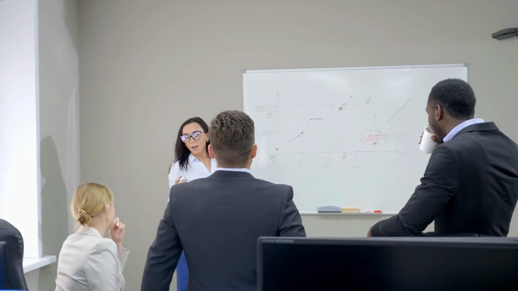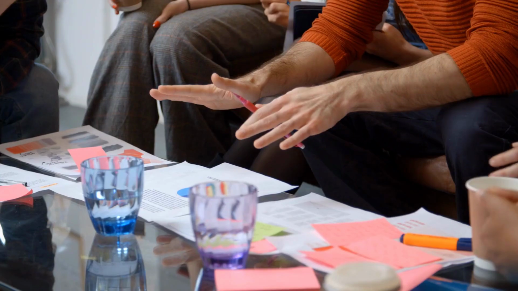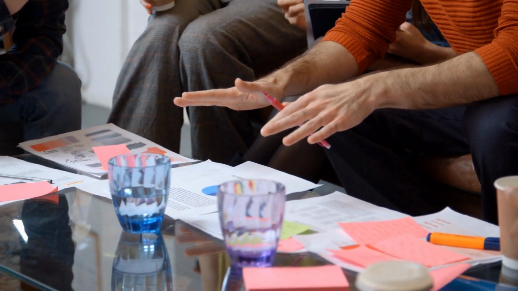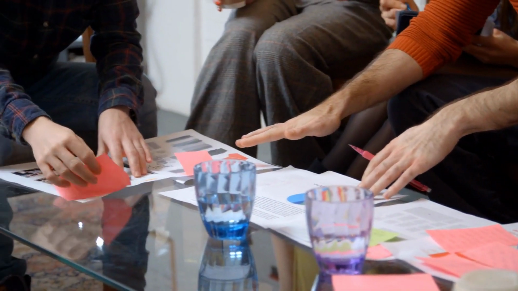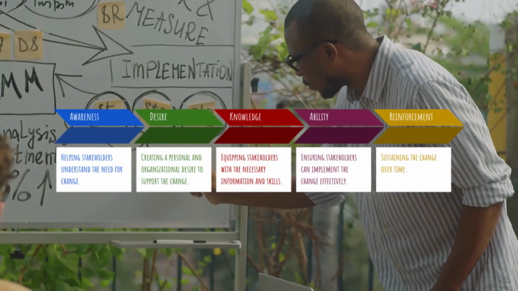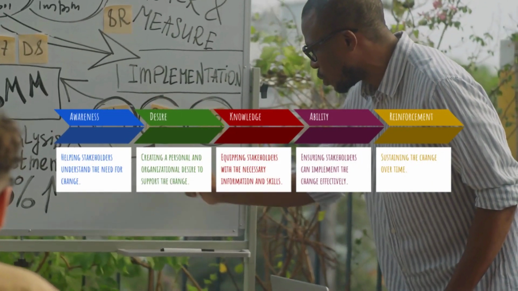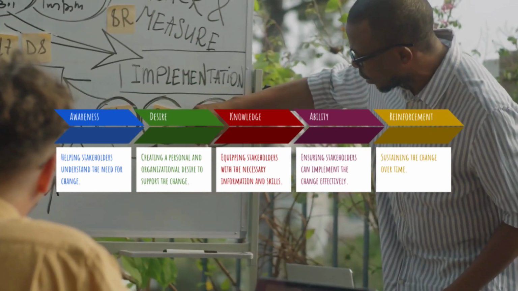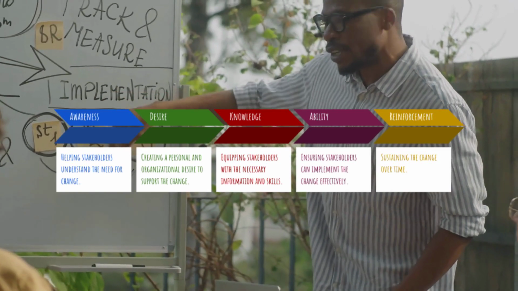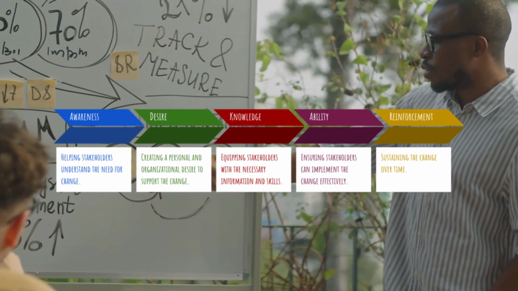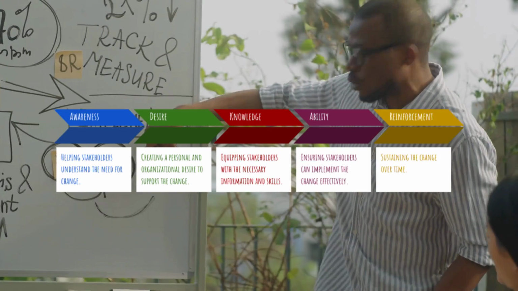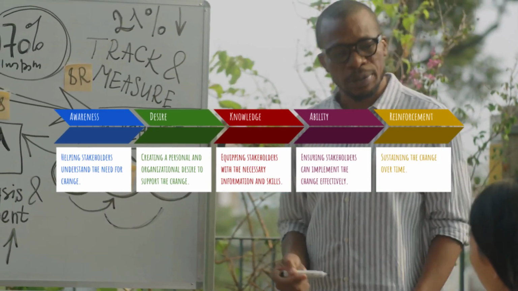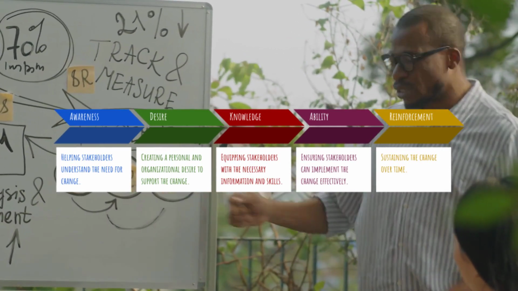This is where the ADKAR model comes in. ADKAR is a structured framework for managing change that helps you systematically identify and address stakeholder resistance. The model breaks the process into 5 stages: awareness, desire, knowledge, ability, and reinforcement. First, stakeholders need awareness of why the change is necessary. Then, they must have the desire to support it, seeing clear benefits for themselves or the organization. Next, you provide the knowledge of how the change works and the ability to implement it effectively. Finally, the change must be reinforced to ensure it sticks.